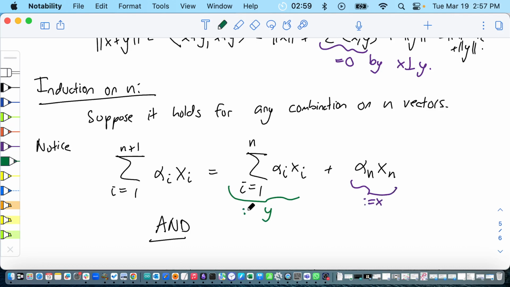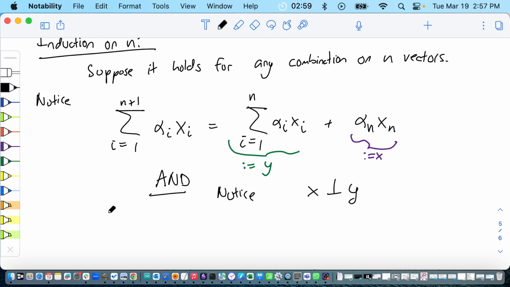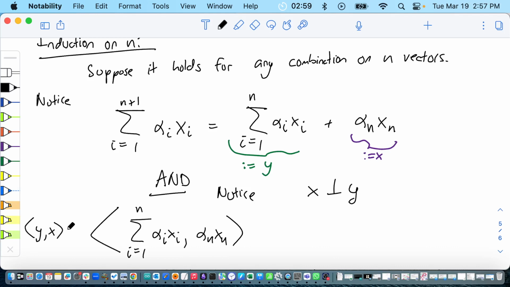And not only that, if you call this thing y and this thing x, then notice these two things are perpendicular. X is perpendicular to y. Why is x perpendicular to y? Well, any sum of things that are perpendicular will still be perpendicular. Let's prove it. You can do the inner product of the sum from i equals 1 to n of alpha i xi with alpha n xn. By linearity, you can pull all these things out. Okay, I have an n problem. Let me fix my n problem. We're going to call this guy n plus 1, and then everything will be happy.